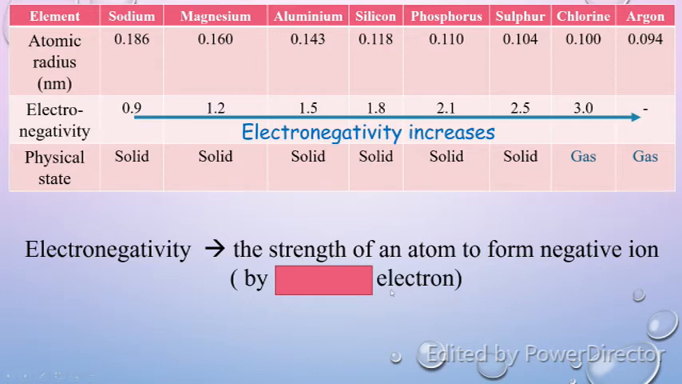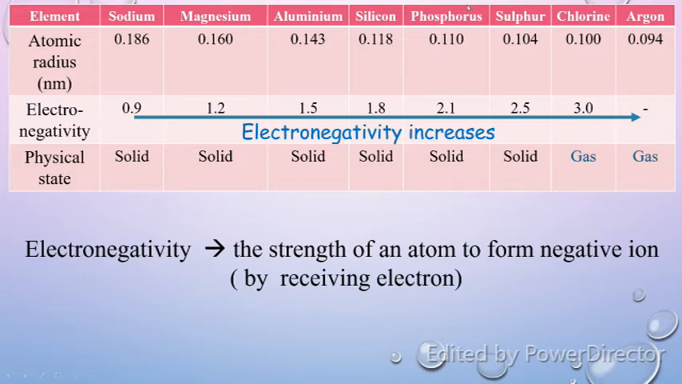So that means if an atom needs to form negative ion, it must receive electron, right? Because electron carries negative charge. So always remember, if an atom can receive electron easily, it has higher electronegativity. I repeat, if an atom can receive electron easily, it has higher electronegativity.